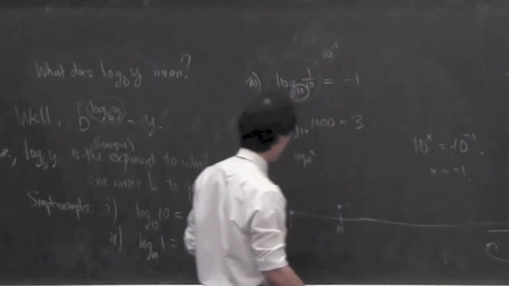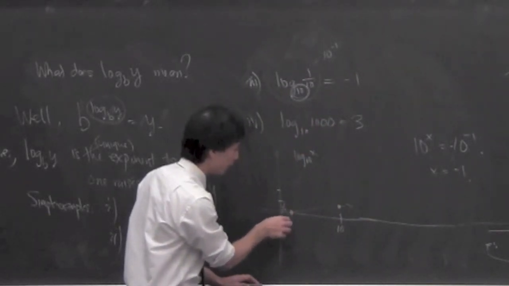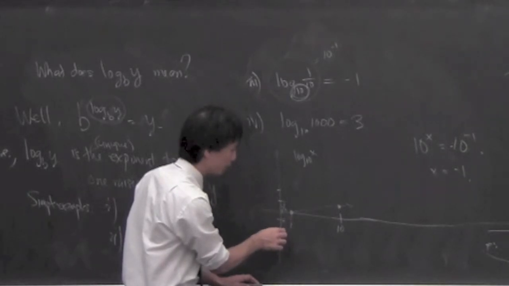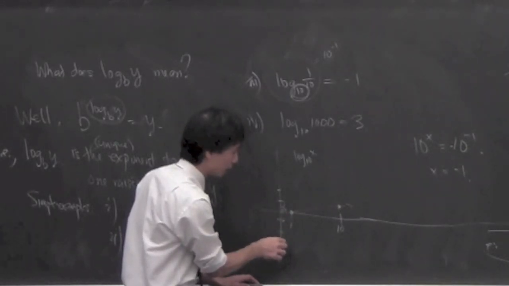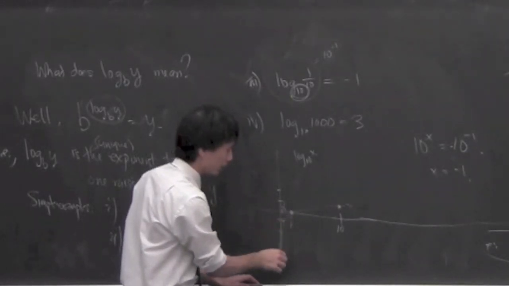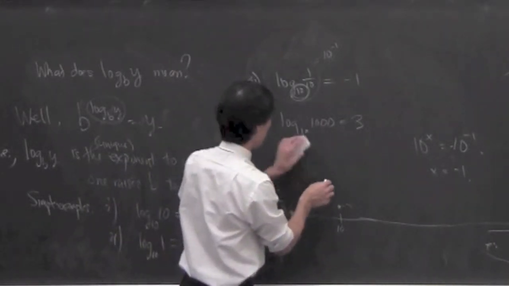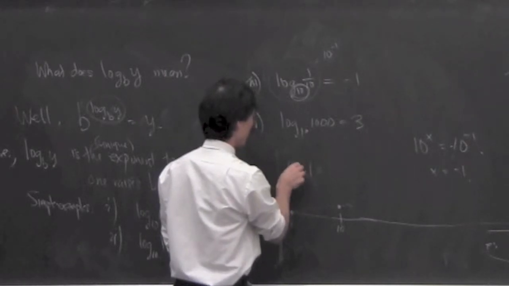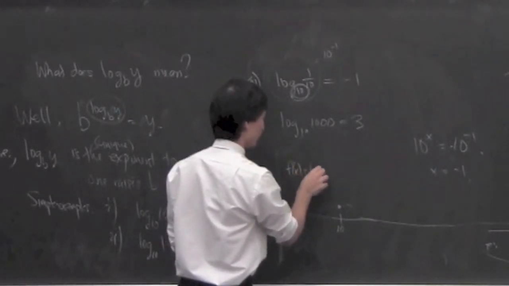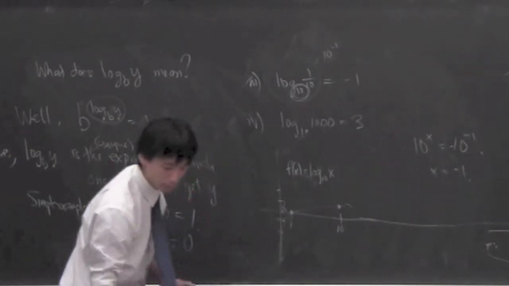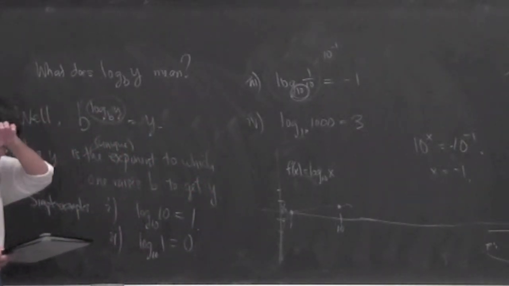Okay, so here we're at -1. At 100, we're at -2. At 1,000, we're at -3, et cetera. So the function looks like this. This is what f of x equals log x looks like.